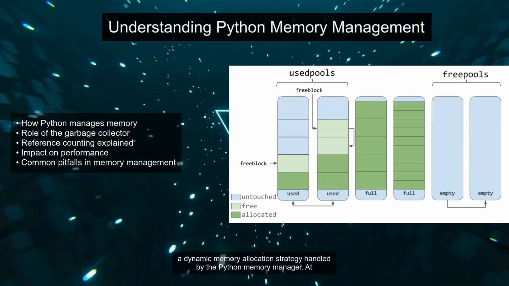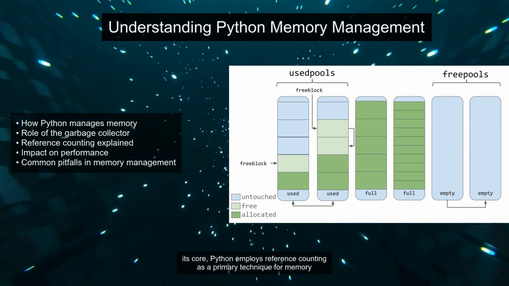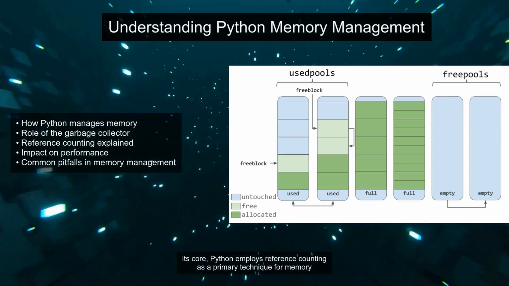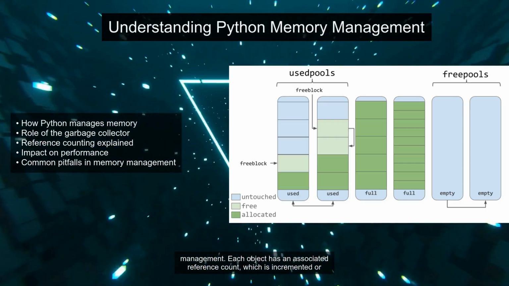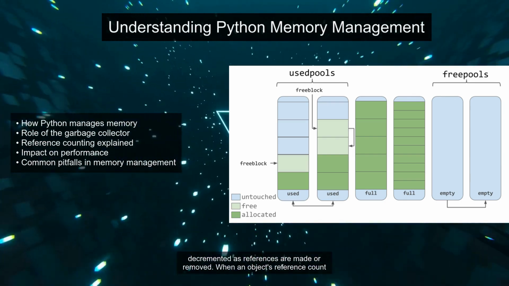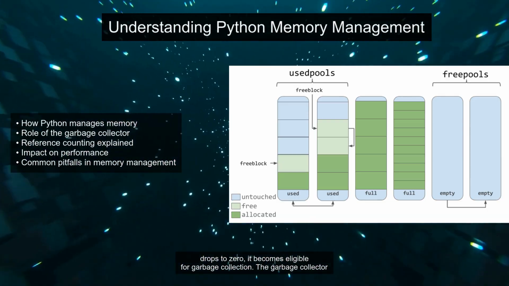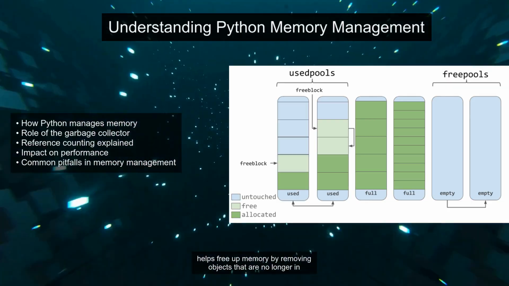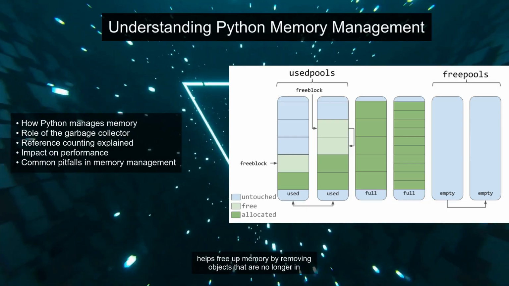In this section, we're diving into how Python manages memory. Python uses a dynamic memory allocation strategy handled by the Python Memory Manager. At its core, Python employs reference counting as a primary technique for memory management. Each object has an associated reference count, which is incremented or decremented as references are made or removed. When an object's reference count drops to 0, it becomes eligible for garbage collection. The garbage collector helps free up memory by removing objects that are no longer in use.